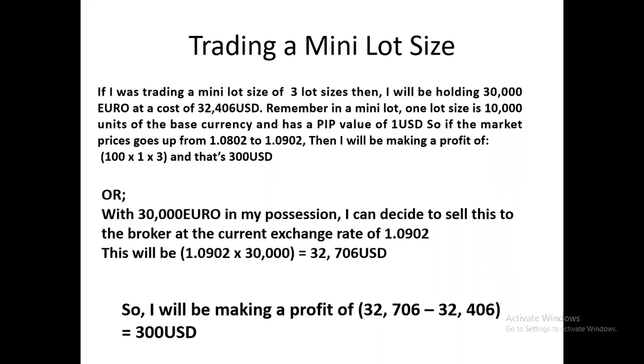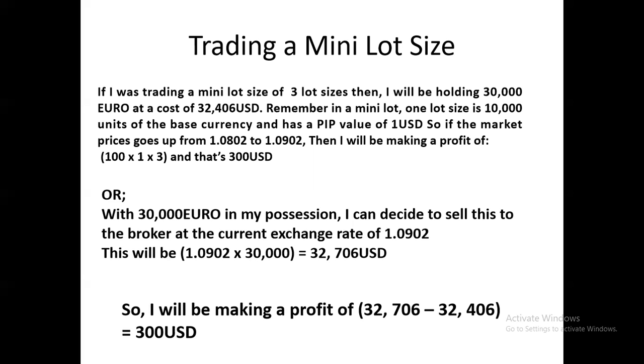Meaning that at the time when I bought, what happened was that I paid $32,406 and I held on to 30,000 euros. Now I want to sell. And at the point when I'm selling, the market value has risen. And when I sold the same 30,000 euros in my possession, I got a value of 32,706 US dollars. That means I have gotten more than I spent at the initial stage. And the value of my profit within this ratio becomes 300 US dollars.